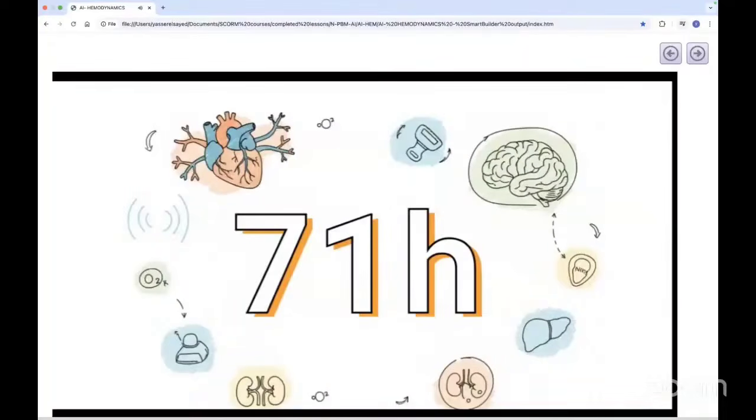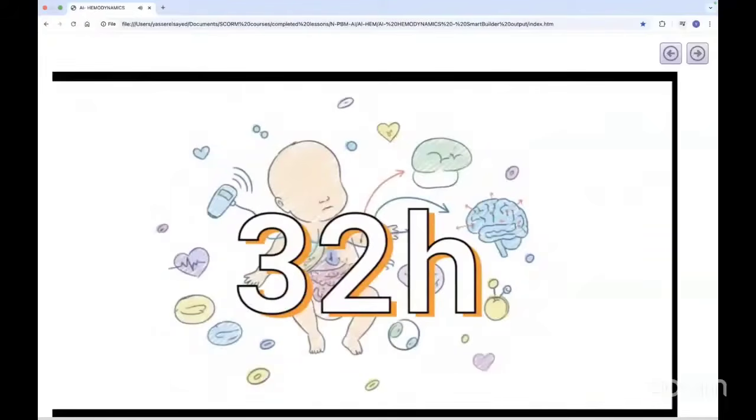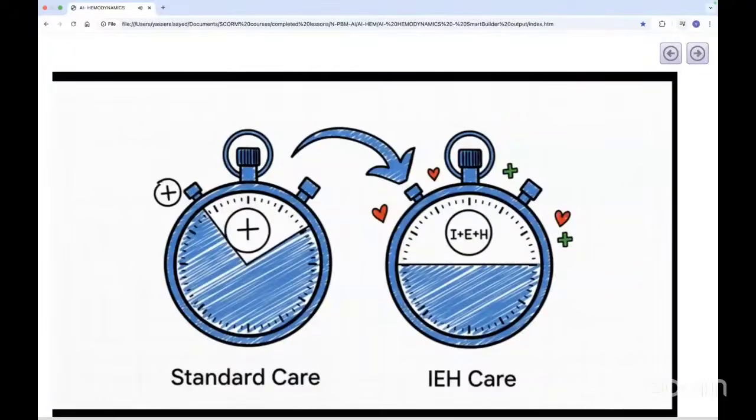All right, let's look at the numbers. For the group that got the standard care, the median time to recovery was 71 hours. 71! That's almost 3 full days of being unstable. And now, the group whose care was guided by IEH, what was their median recovery time? Just 32 hours. I mean, that is a staggering difference. Yeah, just let that sink in for a second.